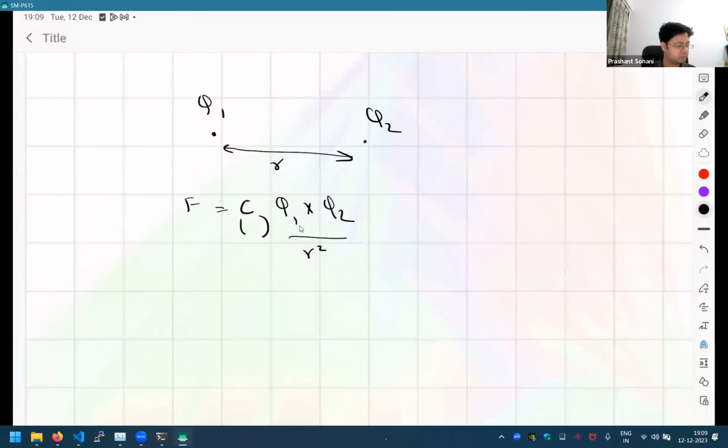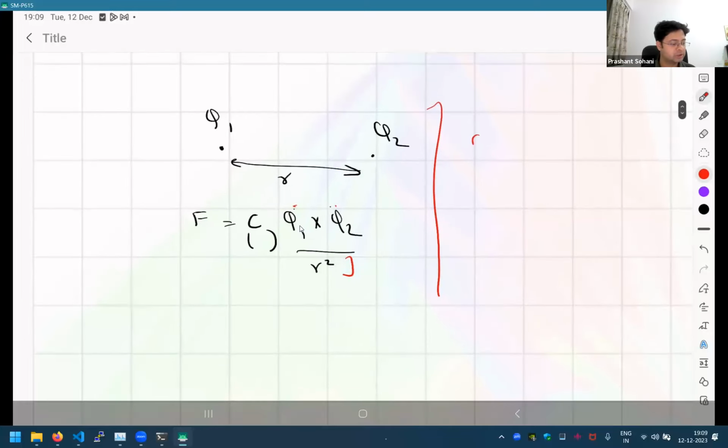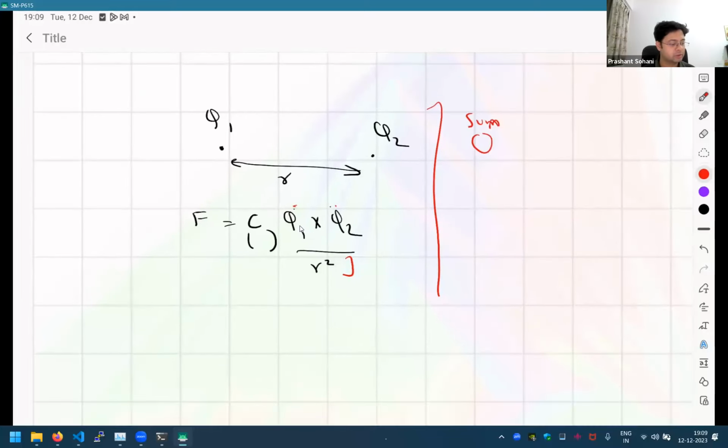In terms of direct and inverse proportion, the force is directly proportional to the magnitude of the two charges, and it is inversely proportional to the square of the distance. If you know the equations of gravity, it is exactly the same. Instead of Q1 and Q2, there could be two masses, like the sun and earth. They have masses and the distance between them.